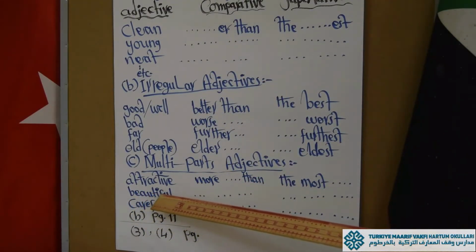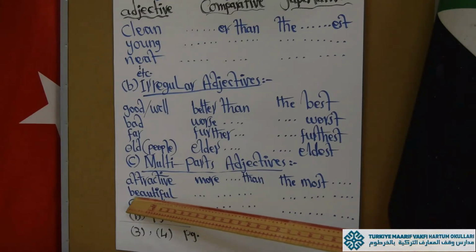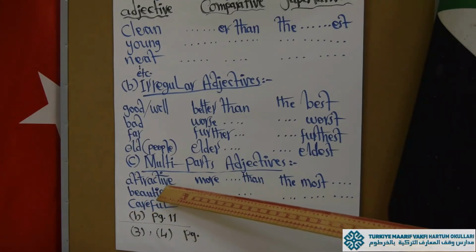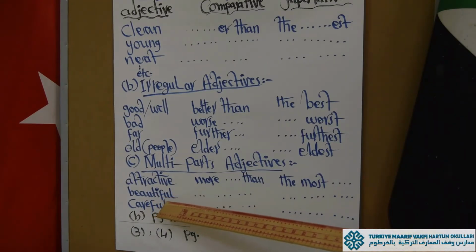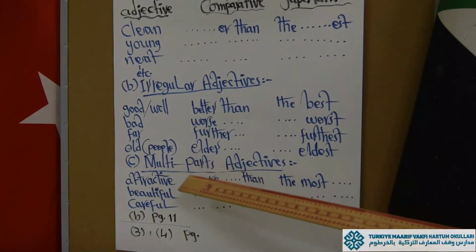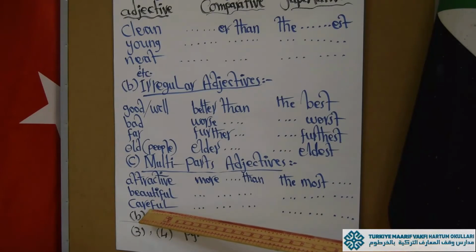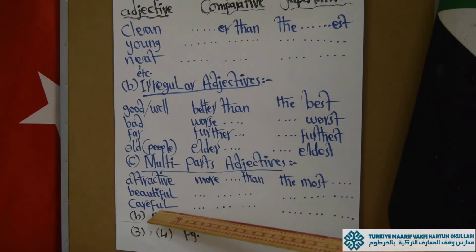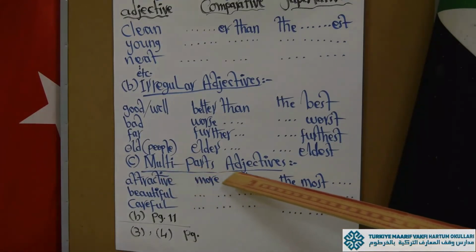We have beautiful. Beauty is a noun, but we add FUL at the end, and it becomes beautiful. That means this one is a part, which is a suffix, and beauty is a noun. We change them to become an adjective, which is a multi-part adjective, and of course it will have a different form. Careful, we have care plus ful, and so on. Important, necessary, unnecessary, traditional, national, a lot of adjectives which have more than one part. We call them multi-part adjectives.